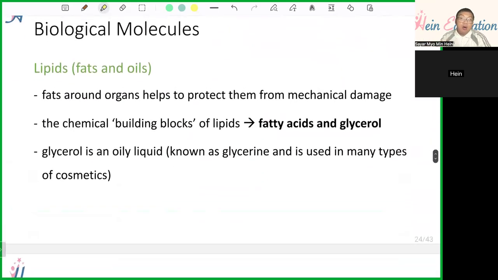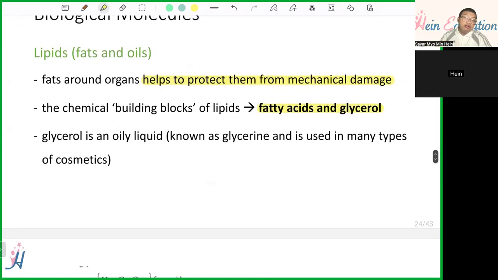And fats around organs help to protect them from mechanical damage. In terms of carbohydrates, the smallest unit or building block is glucose. In terms of fats or lipids, the building blocks are fatty acids and glycerol. Glycerol is an oily liquid also known as glycerin, and it is used in many types of cosmetics.